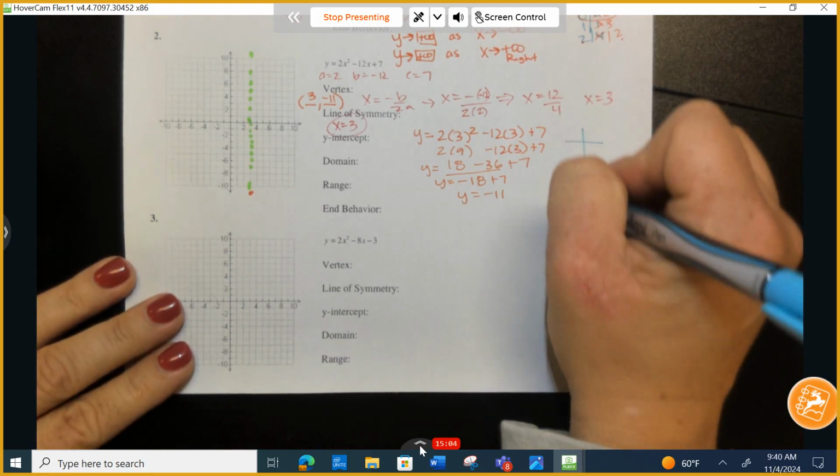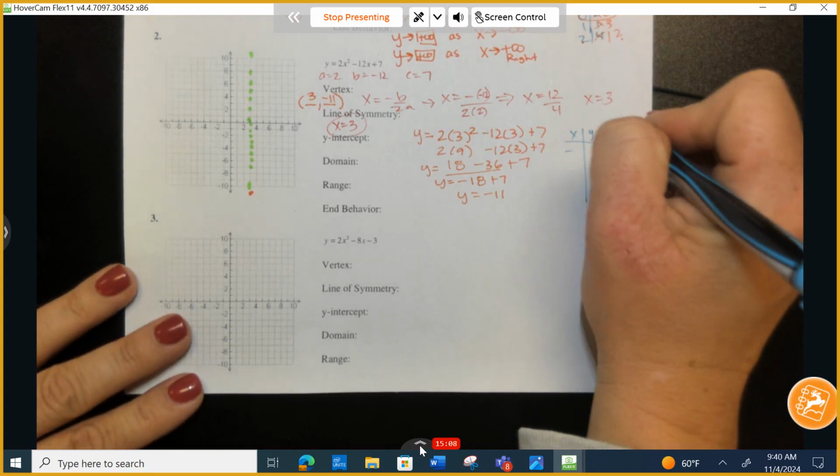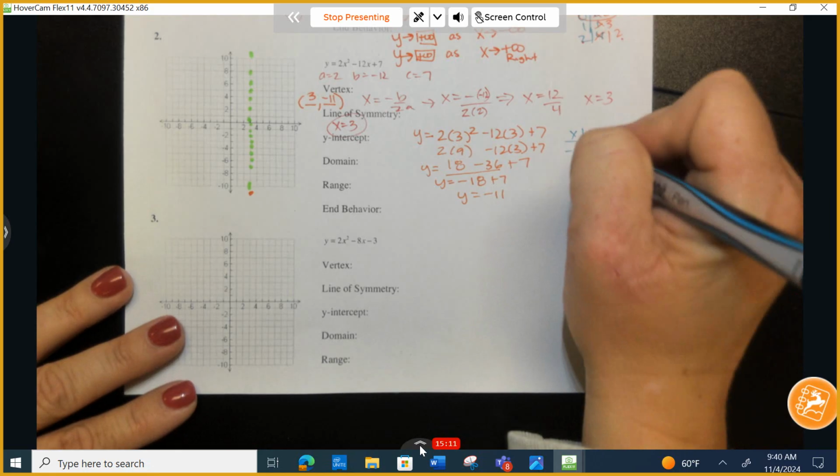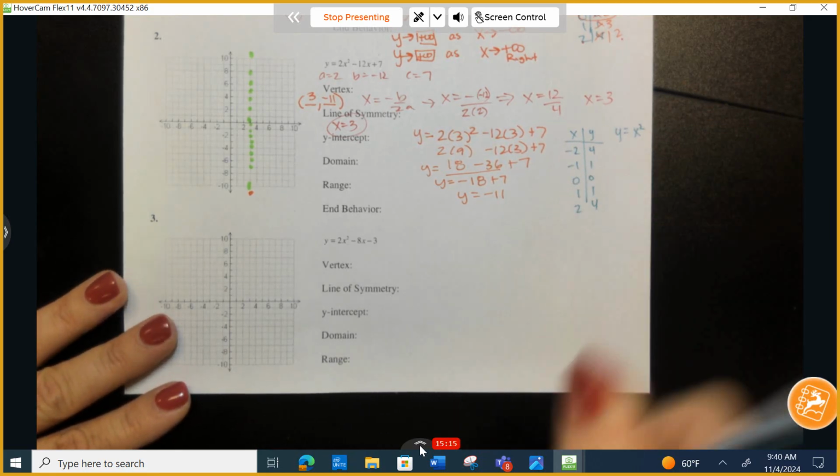I'm going to come over here, and just like we have up above, I'm going to write down the input and output values for the parent function of quadratic equations. Negative 2, 4, negative 1, 1, 0, 0, 1, 1, and 2, 4.